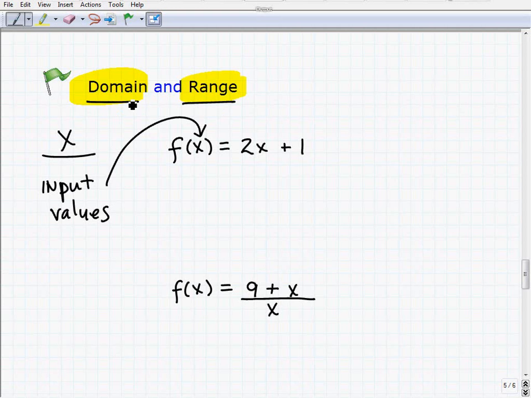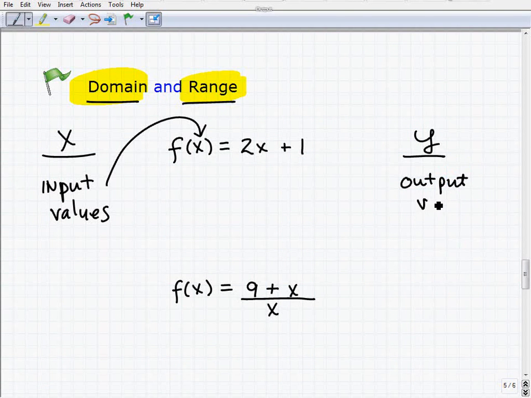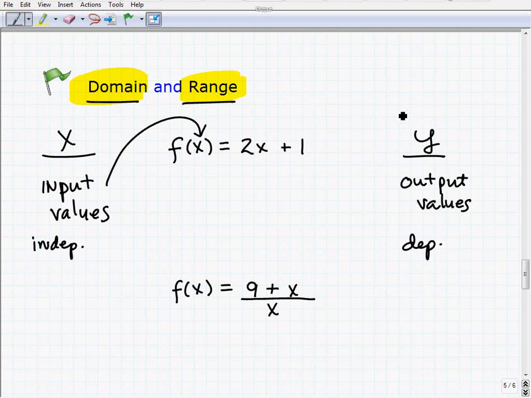I want to tell you what I mean by that, but before I do that, I'm going to tell you what the range is. The range is your output values. This is very similar to your independent variable, independent, and your dependent. Your range is dependent upon your domain, the values you plug into it.